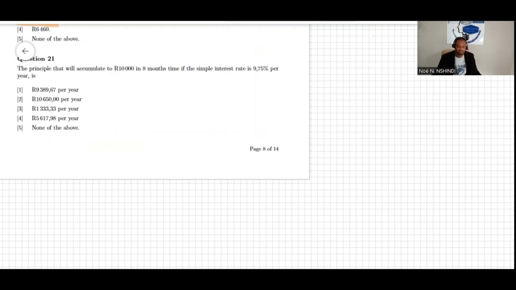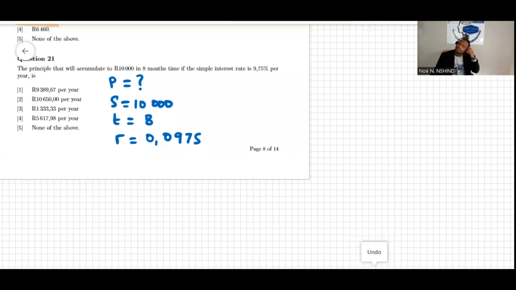Now over here, let's list all the given. We're looking for the principal, so that's the principal we're looking for. The given here is S is 10,000, the accumulated amount, and then the time is 8 months. And the simple interest rate here is 9.75%, which is 0.0975. That's 9.75%, the rate.